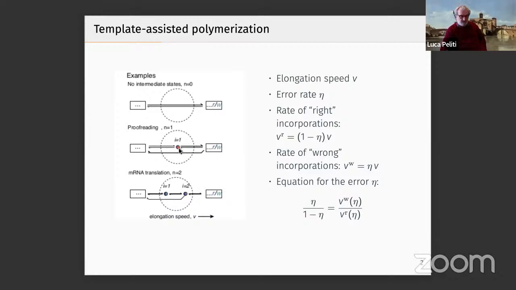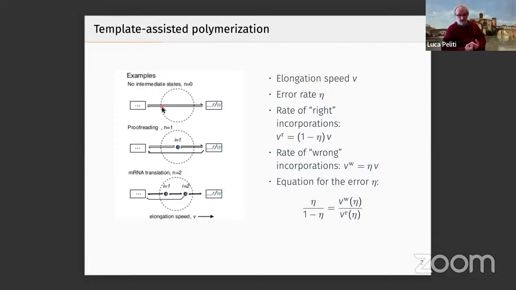of the growth step, because with a higher probability, so let's put it this way. If there are no intermediate states, the only way of discriminating between right or wrong monomers is by the interaction energy of the monomer itself with the template. And so this is bounded by the Boltzmann factor of the difference in energy between a good match and a bad match. Now, this might not be sufficient.